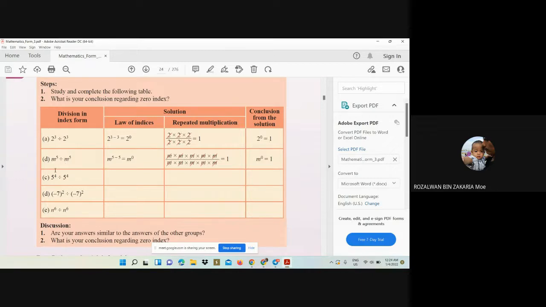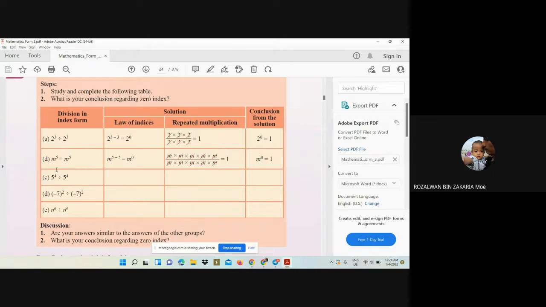And for D here, m power of 5 divide with m power of 5. According to the law of indices, m power of 5 minus the power of 5 equals m power of 0. If you look at the repeated multiplication, it is m times m times m times m times m, divided by m times m times m times m times m, and you will get 1. So the conclusion here, m power of 0 is equal to 1.